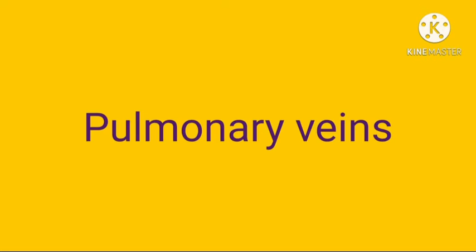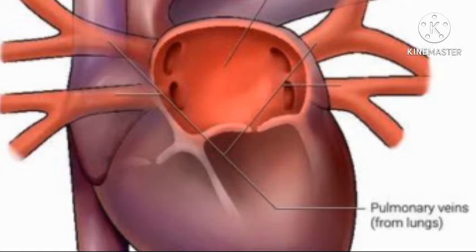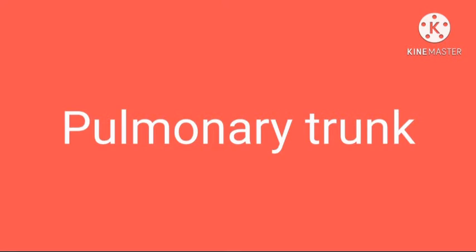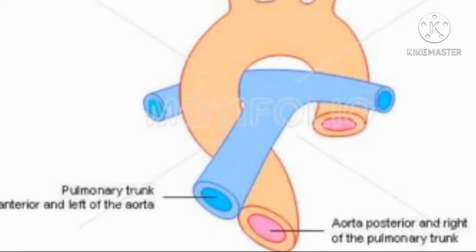Second one, pulmonary veins. They bring in oxygenated blood from the right and left lung. These veins open into the left auricle. Next is the pulmonary trunk. It arises from the right ventricle, carrying deoxygenated blood to the lungs for oxygenation. The pulmonary trunk branches into a left and right pulmonary artery, each going into the respective lung, the right side lung and the left side lung.